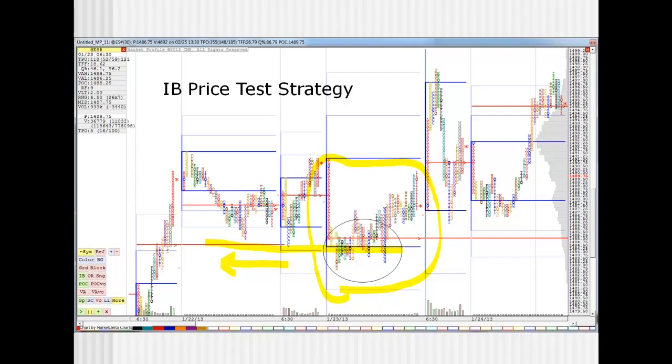Now let's take a look at the tests. One test, then we come back up. So we try to move lower, but we're not able to. So again, we had one test down, didn't work. Second test, third test, fourth test, fifth test, sixth test. Now notice the first time we get a range extension upwards is in period J. Now that's when you could take a long entry.